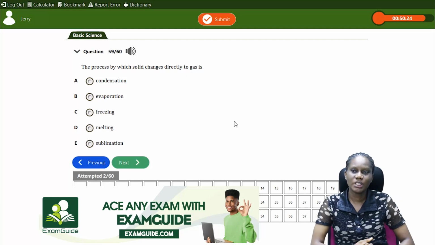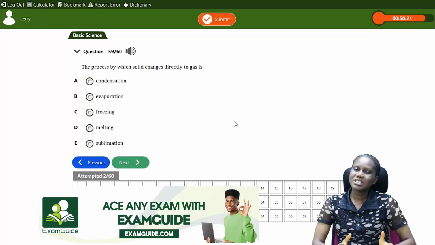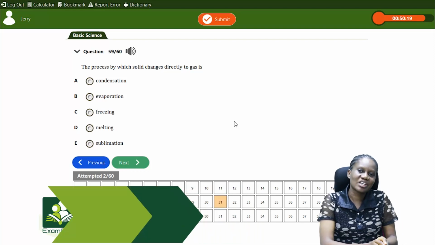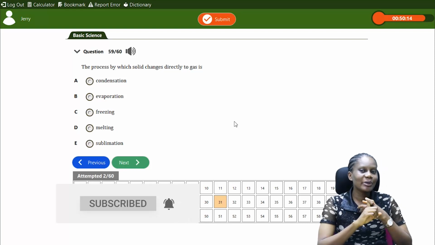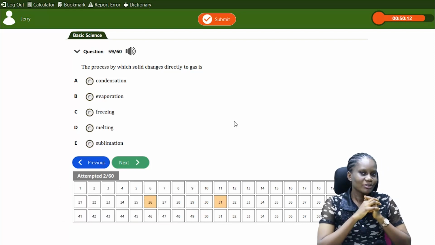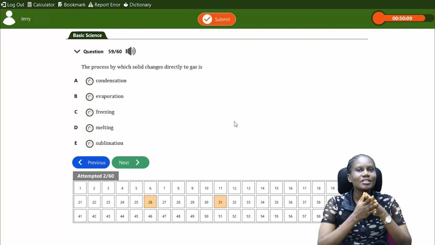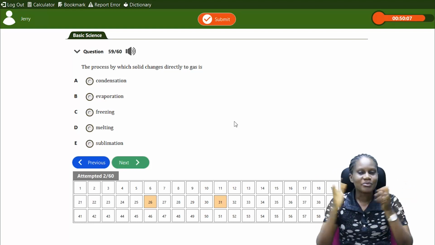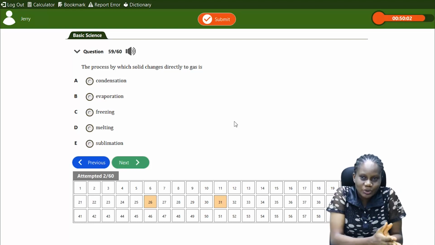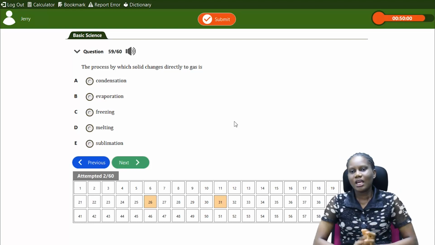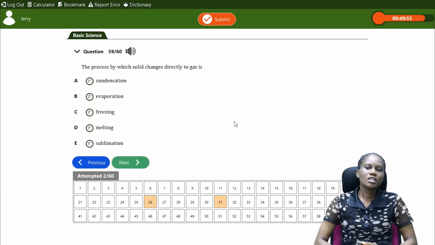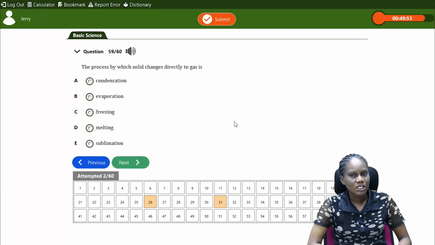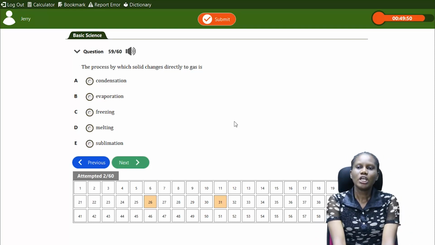We have another question here, and it reads: the process by which solid changes directly to gas is. If you were very attentive at the beginning of this class, I mentioned something like camphor. Why does it disappear all of a sudden and you just stop seeing them? The options are A, condensation, B, evaporation, C, freezing, D, melting, and E, sublimation. Let's go through each of the options.